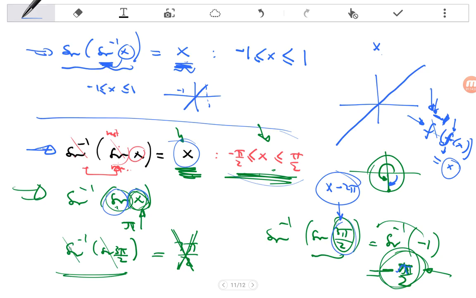What do I mean by that? Now, what is the output of a sine inverse? It must be an angle from negative pi over 2 to pi over 2. So the angle which was 3 pi over 2 has been modified. I just found an equivalent angle which is from negative pi over 2 to pi over 2. So I modified that x to satisfy the output to be from negative pi over 2 to pi over 2.